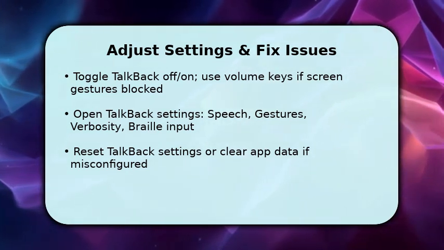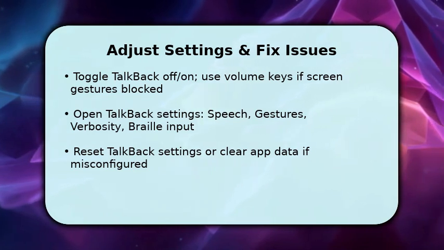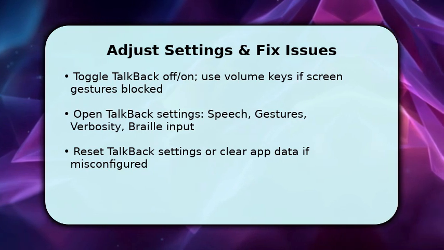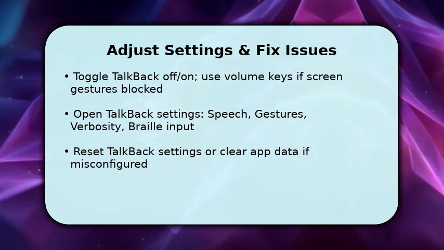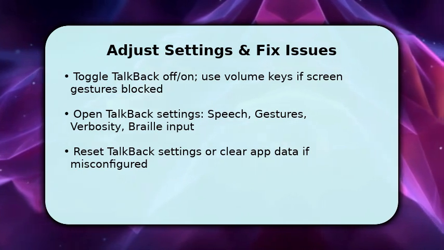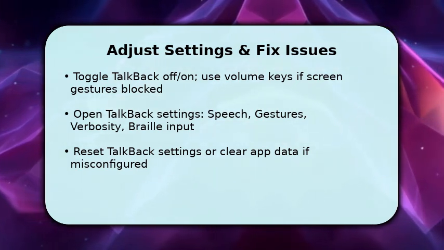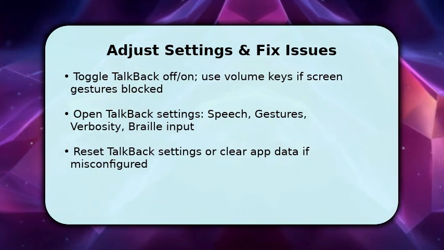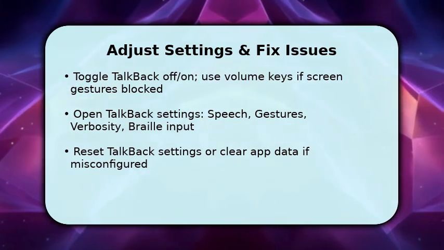Once accessible, open Talkback settings and adjust speech rate, verbosity, gestures, and keyboard options to match how you use the phone. If behavior is still wrong, use the Reset Talkback Settings option or clear app data from app's right arrow Talkback. This restores defaults without erasing other data.